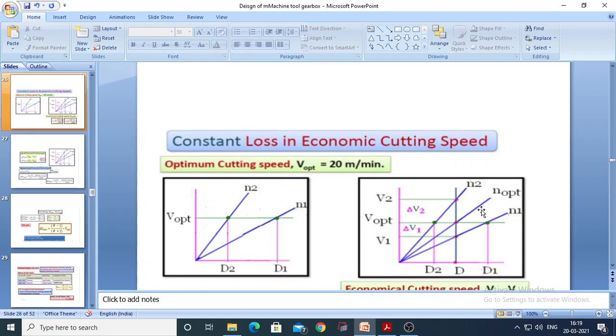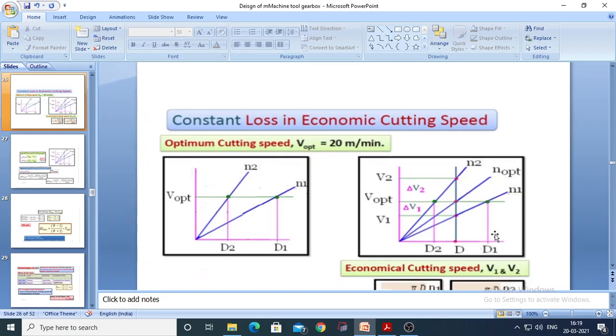Between the two spindle speeds N1 and N2, or we can say Nk and Nk plus 1, as shown in the graph, the spindle speed selected for the cutting operation should be either N1 or N2. According to that spindle speed, we choose the cutting speed to be either V1 or V2.